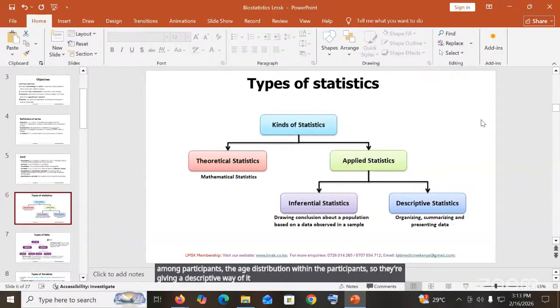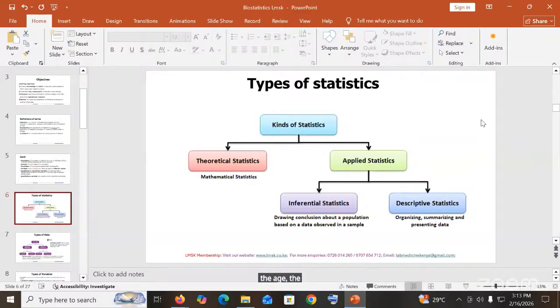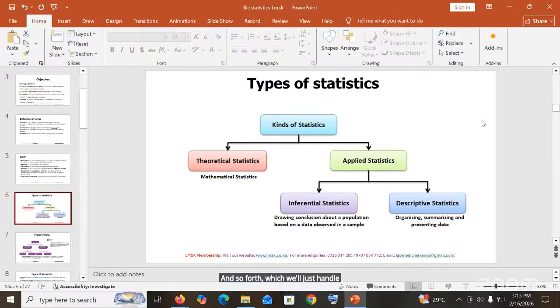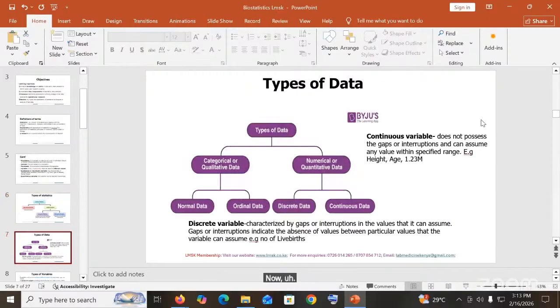For example, you're doing research in diabetes. You do the age, the gender, and then you come to do the mean, maybe HbA1c measurement, or you come up with an SD and so forth, which we'll handle shortly. Now, types of data: before we dive further, we need to understand that there are different types of data.